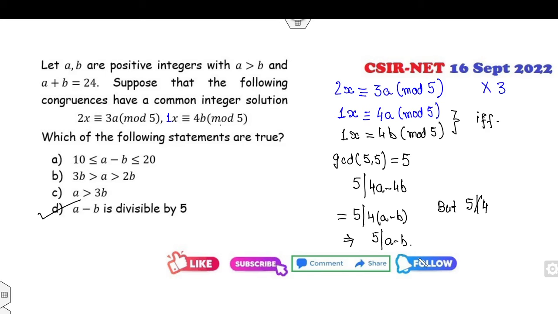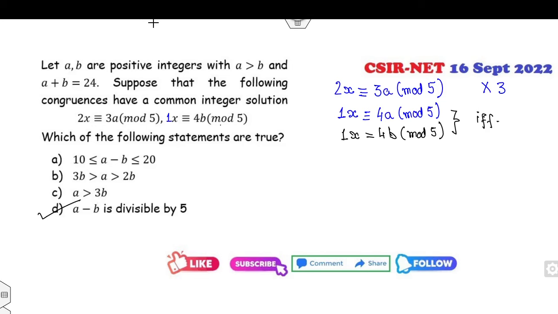Fine. Now, whether these other options are correct or not. They are talking about particular values of a and b. So that means we need to find the solution. How can you find the solution? Again, it's a very simple approach. Let's see. I can start with this. Since 5 divides a minus b, that means a minus b is 5 times k, where k is a positive integer.